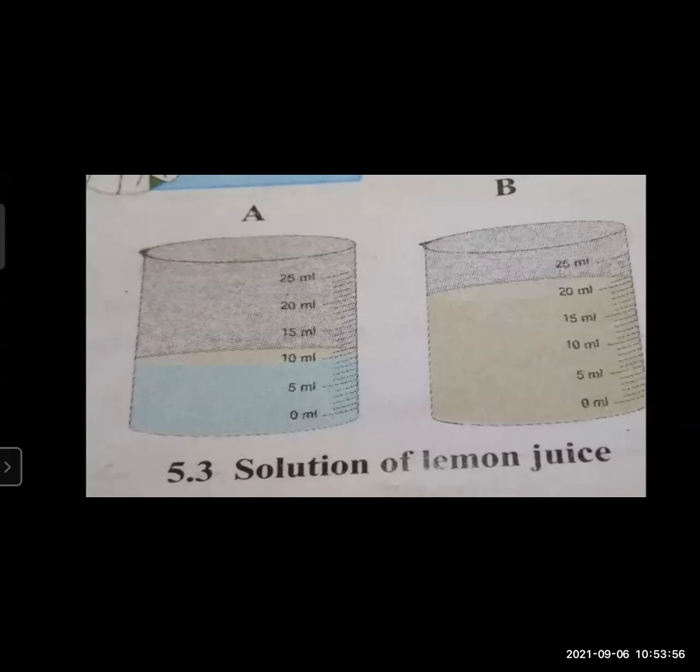Why is it so? Although the quantity of the solute, lemon juice, is the same in both the solutions, the quantity of solvent is different. Who is the solvent now? The water. Beaker A, 10 ml. Beaker B, 20 ml. So the quantity of solvent is different. The quantity of solute is the same. But yet solution A, or beaker A, is tasting more sour. Beaker B is tasting less sour.